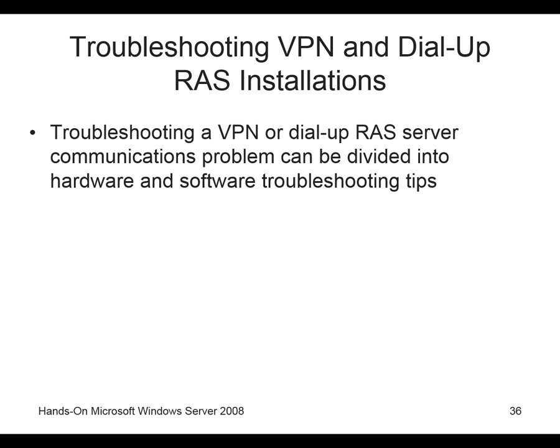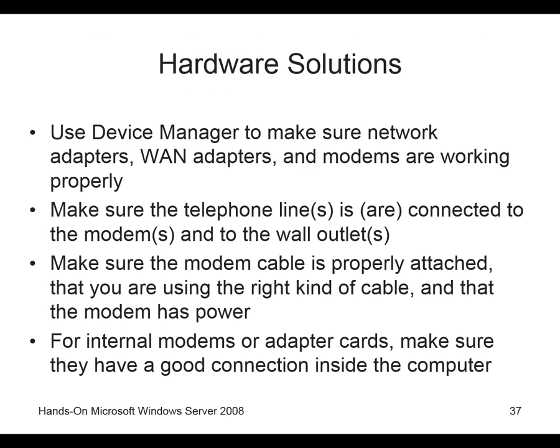Troubleshooting VPN or dial-up RAS server communications problems can be divided into hardware or software, because why? You have both hardware and software type devices. If it's a hardware solution, Device Manager will let you know by the little funky exclamation point or the big red one with the white X saying, hey, it doesn't work. You want to make sure the telephone lines are physically connected. That is probably the number one problem of people trying to connect a VPN. I can't connect. Why? You didn't plug it in.